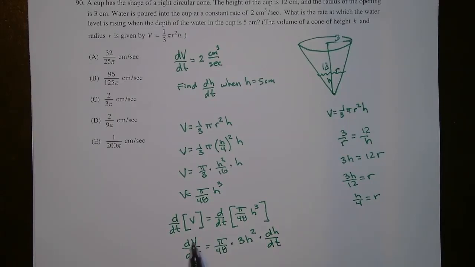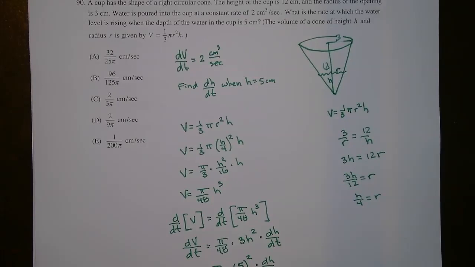Okay, so I know this dV/dt is 2, which is equal to pi over, this 48 is 3 times 16, so this becomes pi over 16 times h squared, and at this moment in time, h is 5, that we're trying to find. So 5 squared times dh over dt. So that makes 2 is equal to 25 pi over 16 times dh over dt.